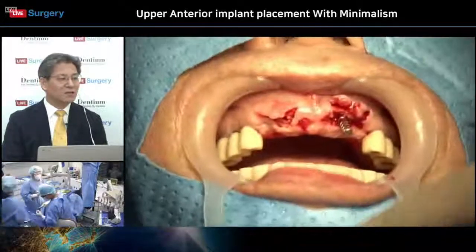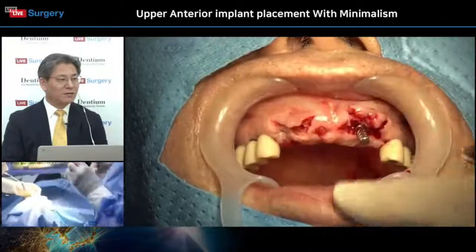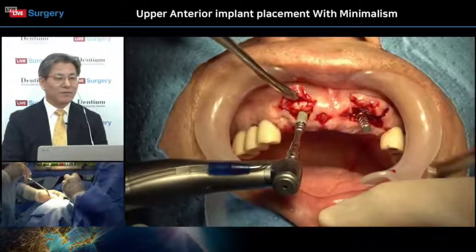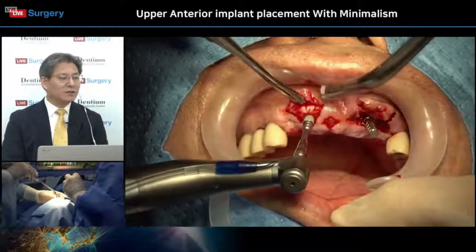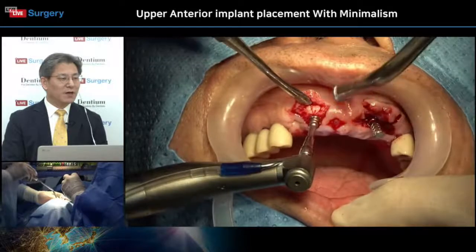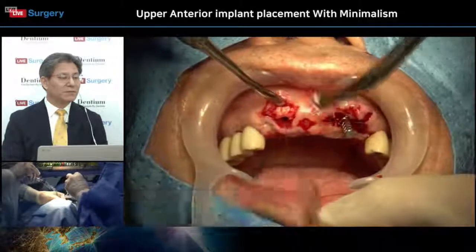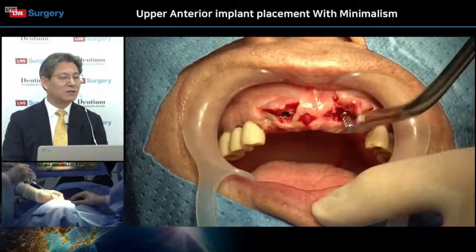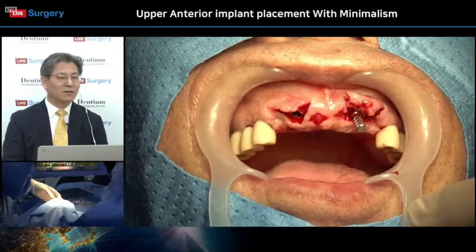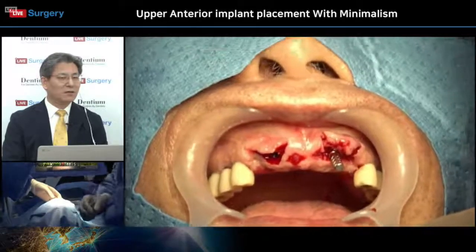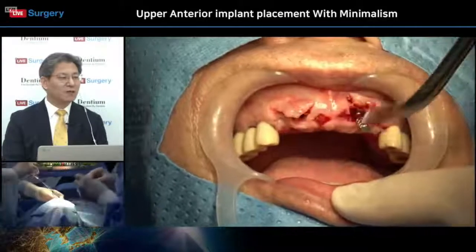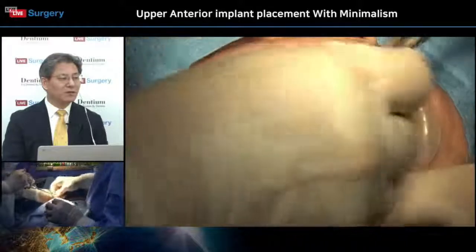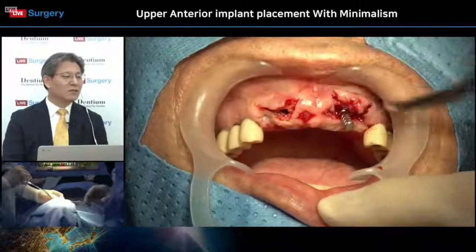So Dr. Zhang is checking the depth of the implant fixture. So this one is 3.5, 11 millimeter bone level implant of the Bright implant system. The length would be 9 millimeters. 9 millimeter, okay. 11 millimeter, I'm sorry. Yeah, 11 millimeter, you're right. Yeah, so 3.5 diameter, 11 millimeter bone level implant installed on the number 12 area.